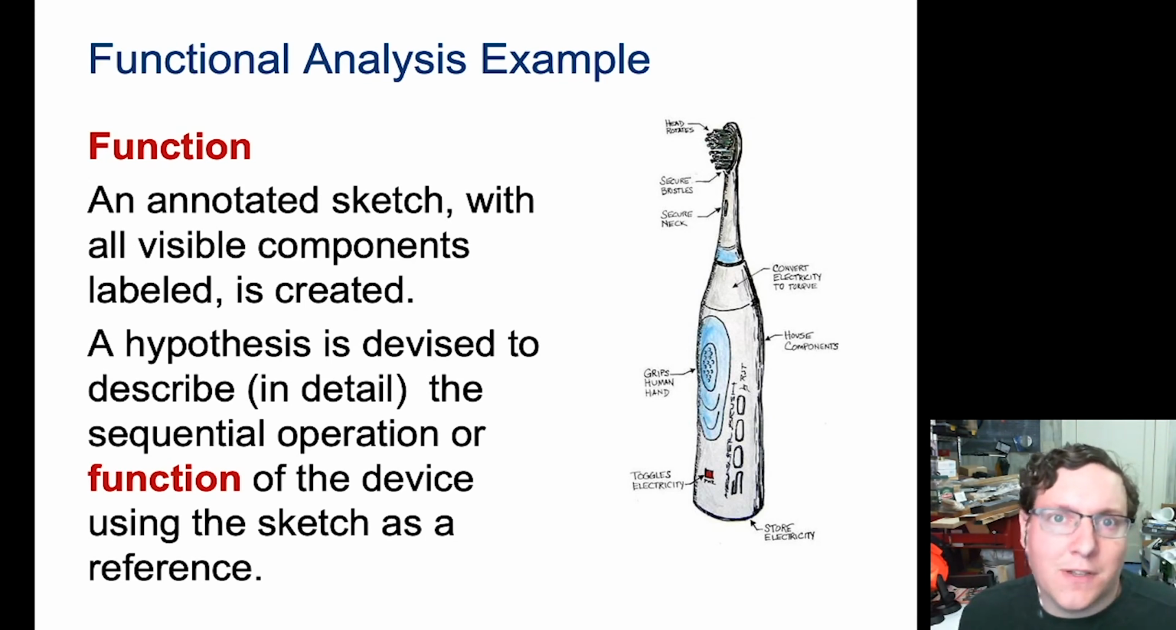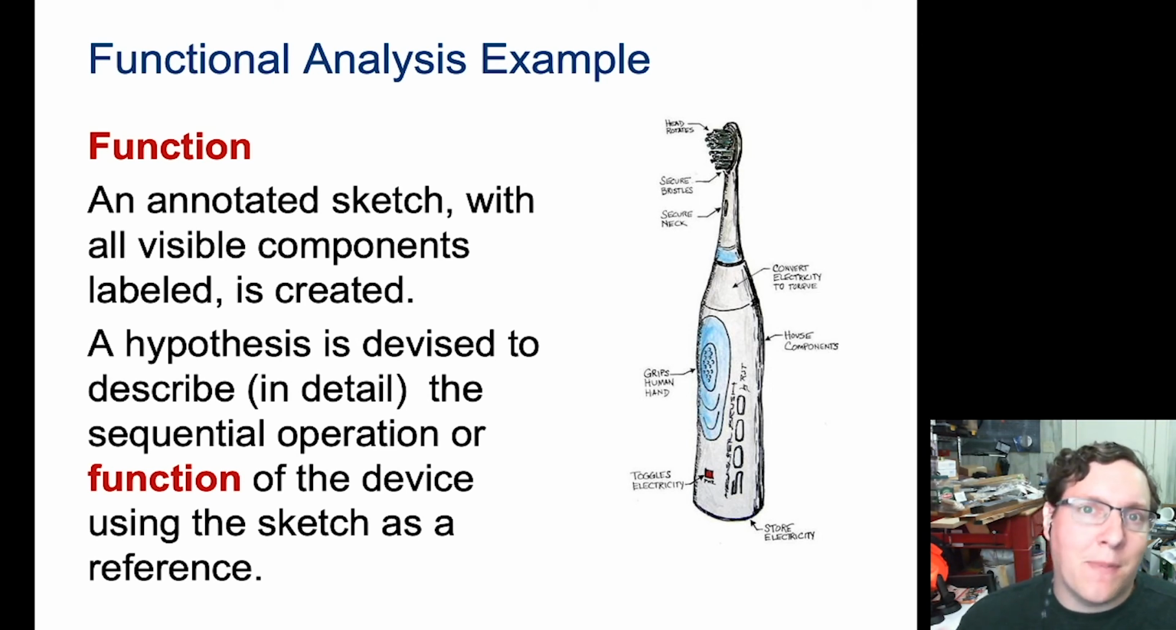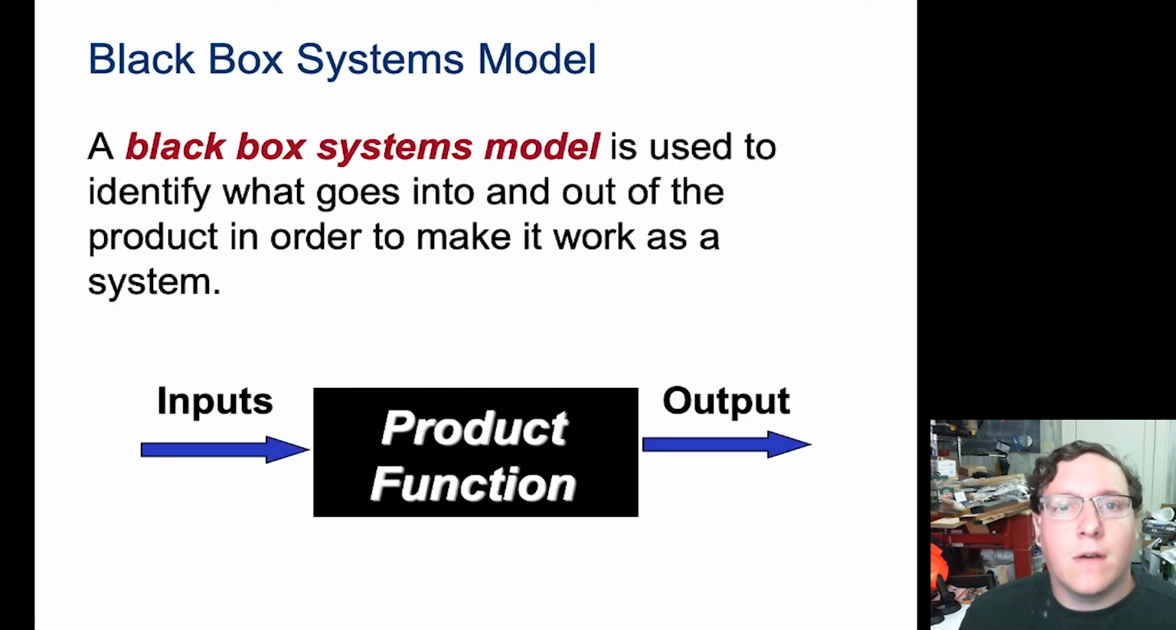That's only what you're seeing from the outside. More destructive processes would start actually taking it apart. So you would see how the head attaches to the body, what type of battery is held inside, what sort of electronics are inside. You might do more to determine what materials are used. Okay? But the whole concept here revolves around what is called the black box systems model.